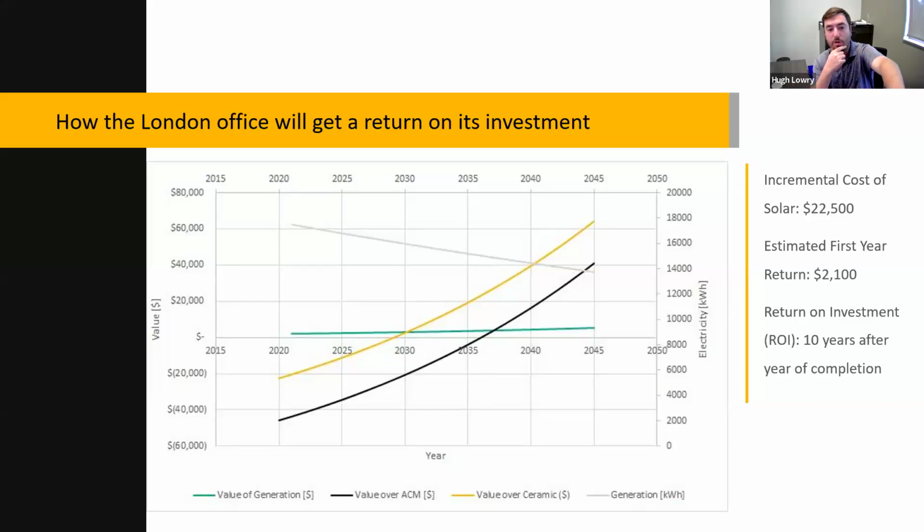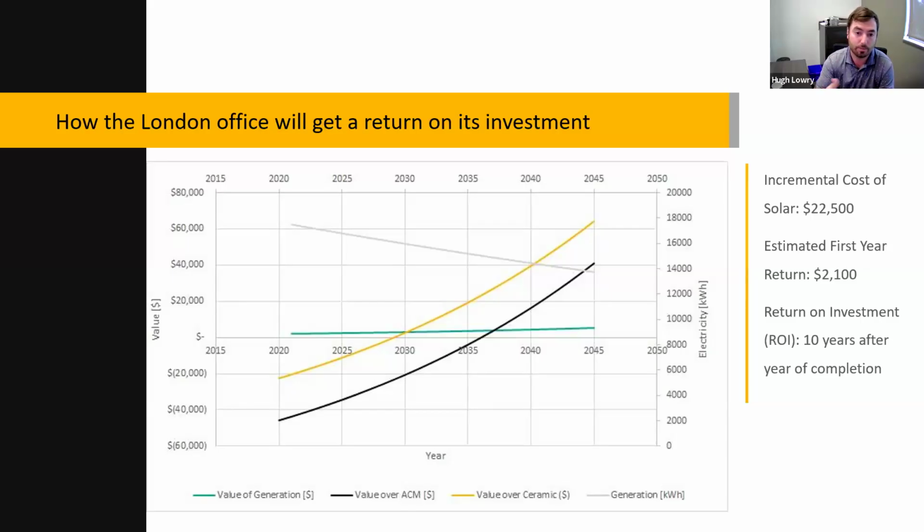So that's why you're seeing two ROI periods in this graph here below. Basically, where it crosses the zero line is where the solar becomes cost competitive with the other building material types. So in terms of the value over ceramic or a premium building material, you can reach cost neutrality between the solar system and that premium building material in as little as 9 years. When you're going with a more cost-effective building material like ACM, it might take a little bit longer to reach cost neutrality with the solar system itself. And we're showing in this graph that's about 16 years to reach cost neutrality with a cheaper building product.